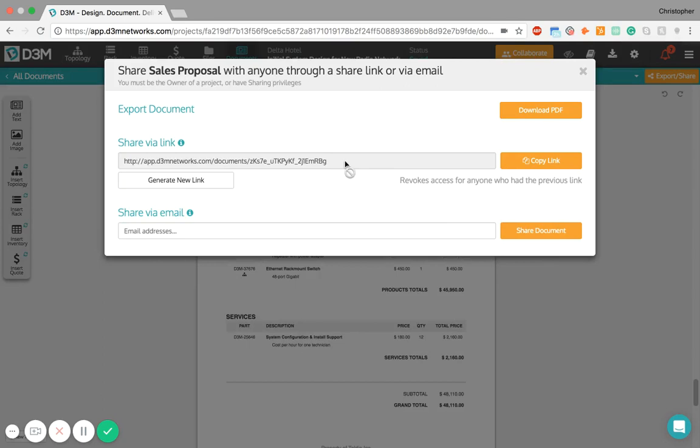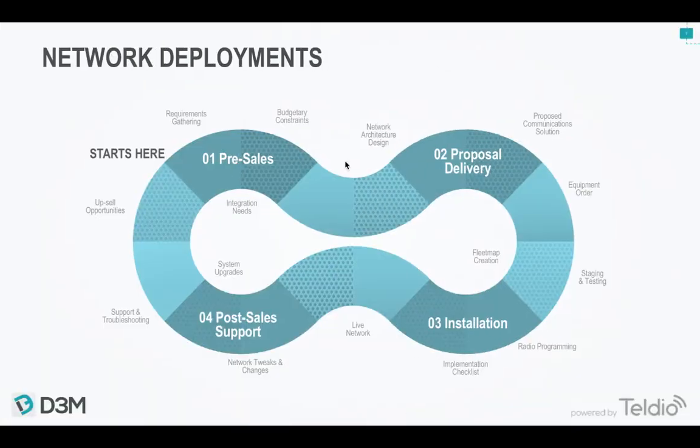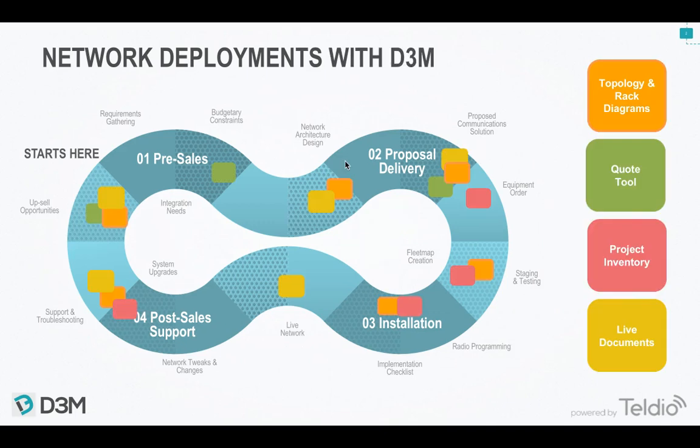So whether you're in the pre-sales stage of your process or in the post-sales stage, you can always share that most up-to-date version with your customers. So just to recap, D3M really allows you to keep your whole deployment all the way from pre-sales to proposal delivery, installation, and post-sale support. At every step of the way, the tool is there to help you. You can see here the four components we talked about today.